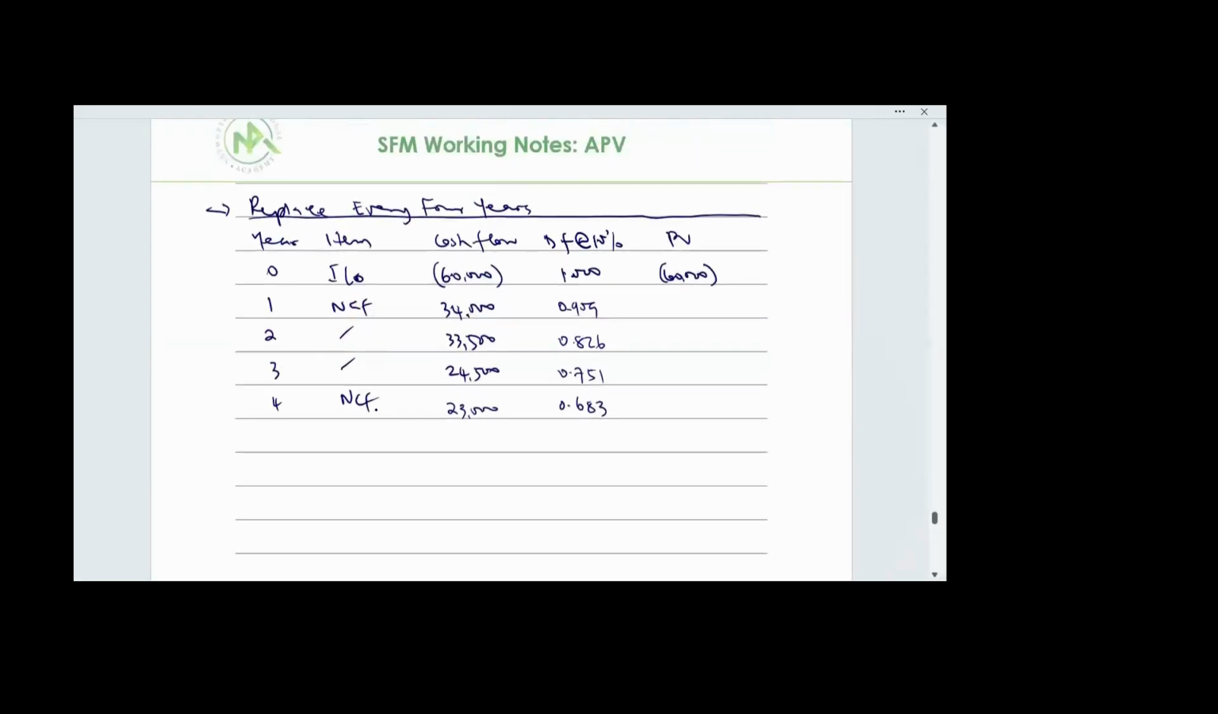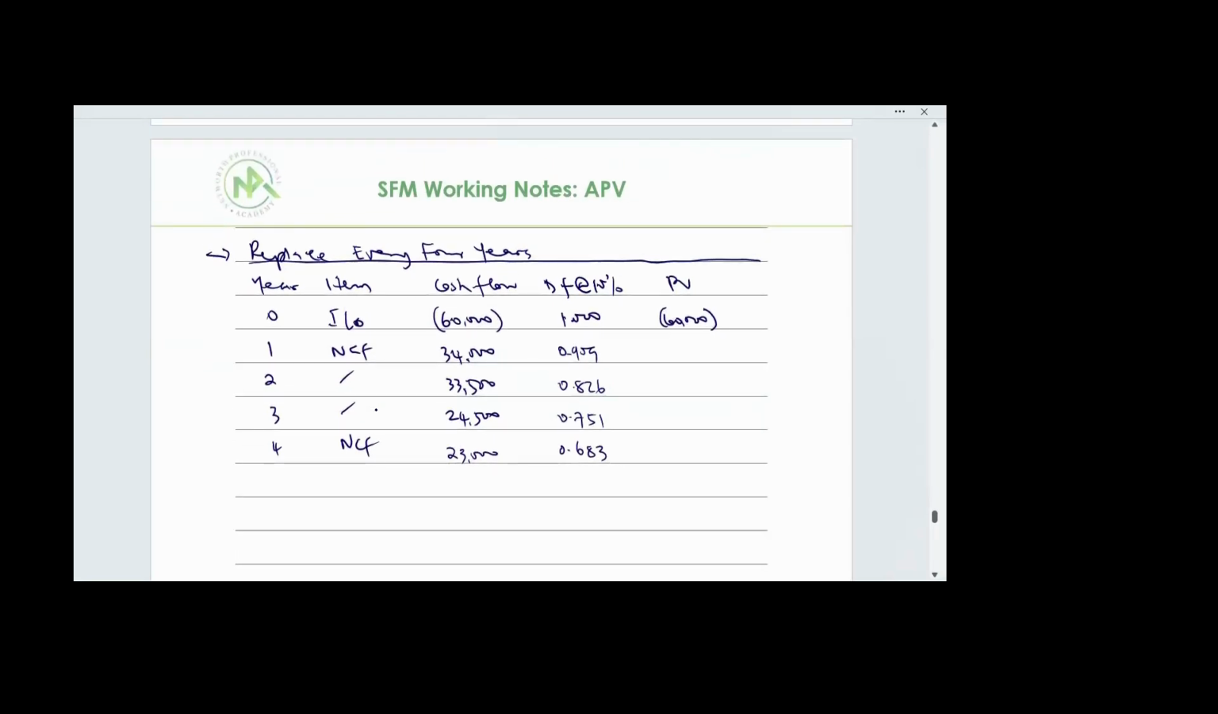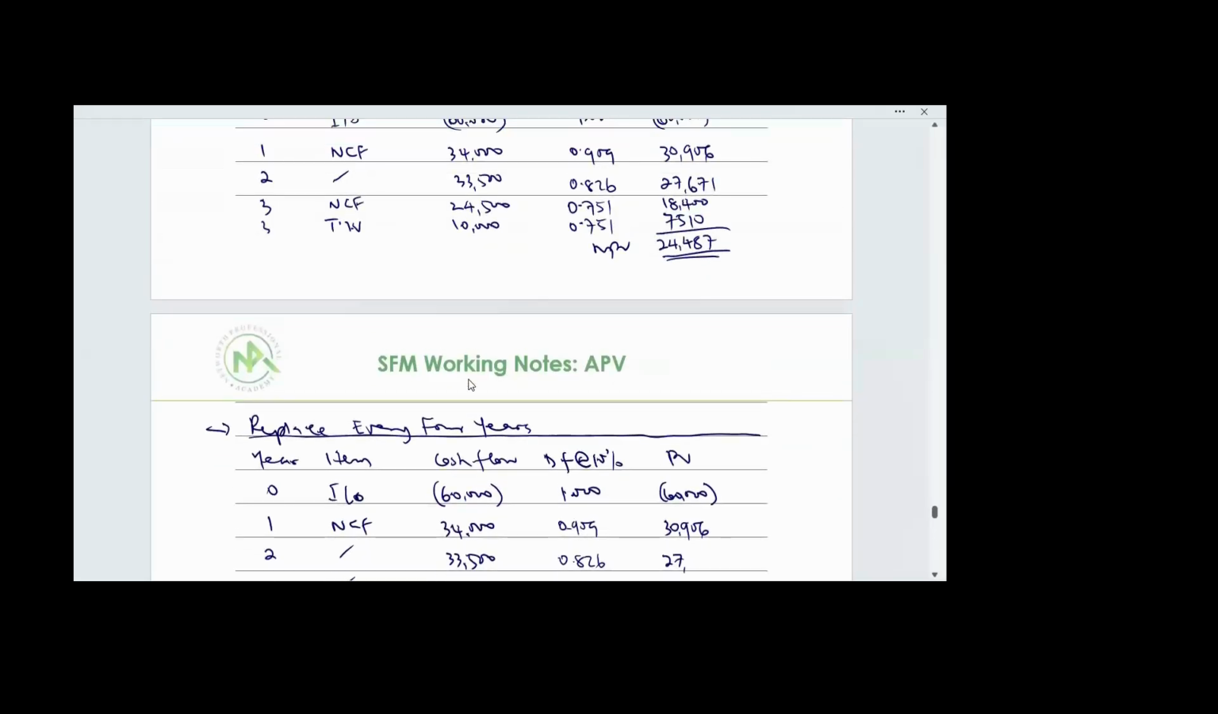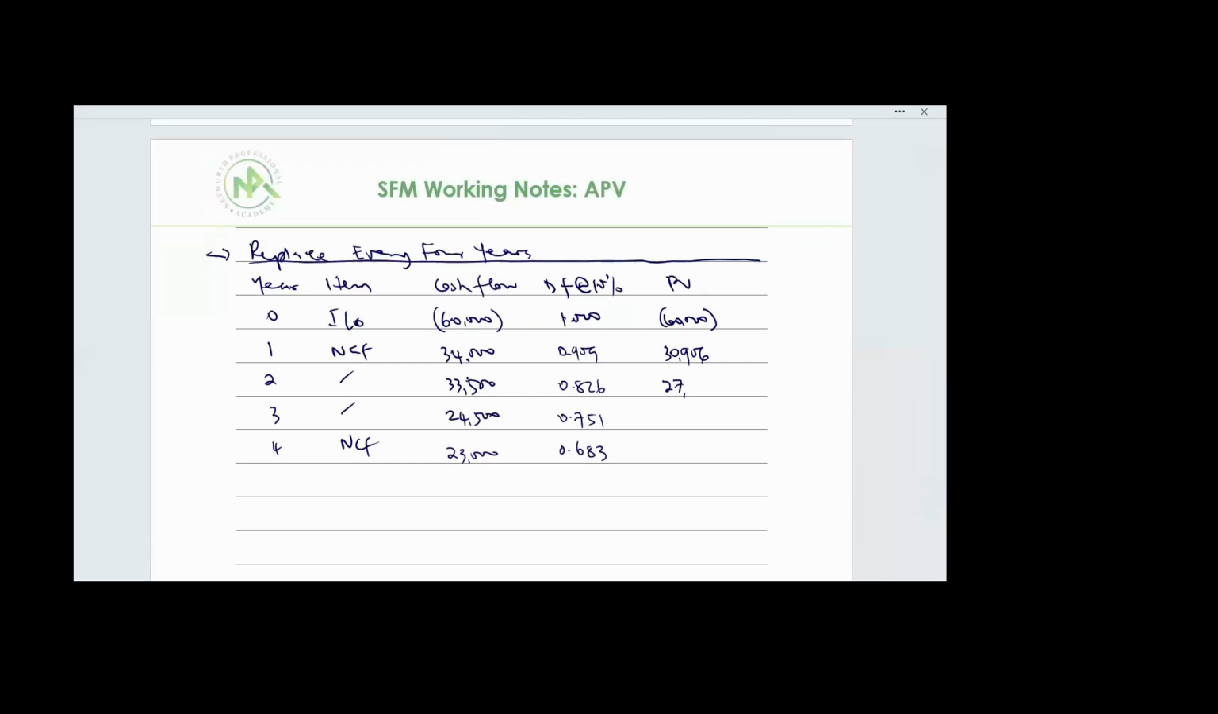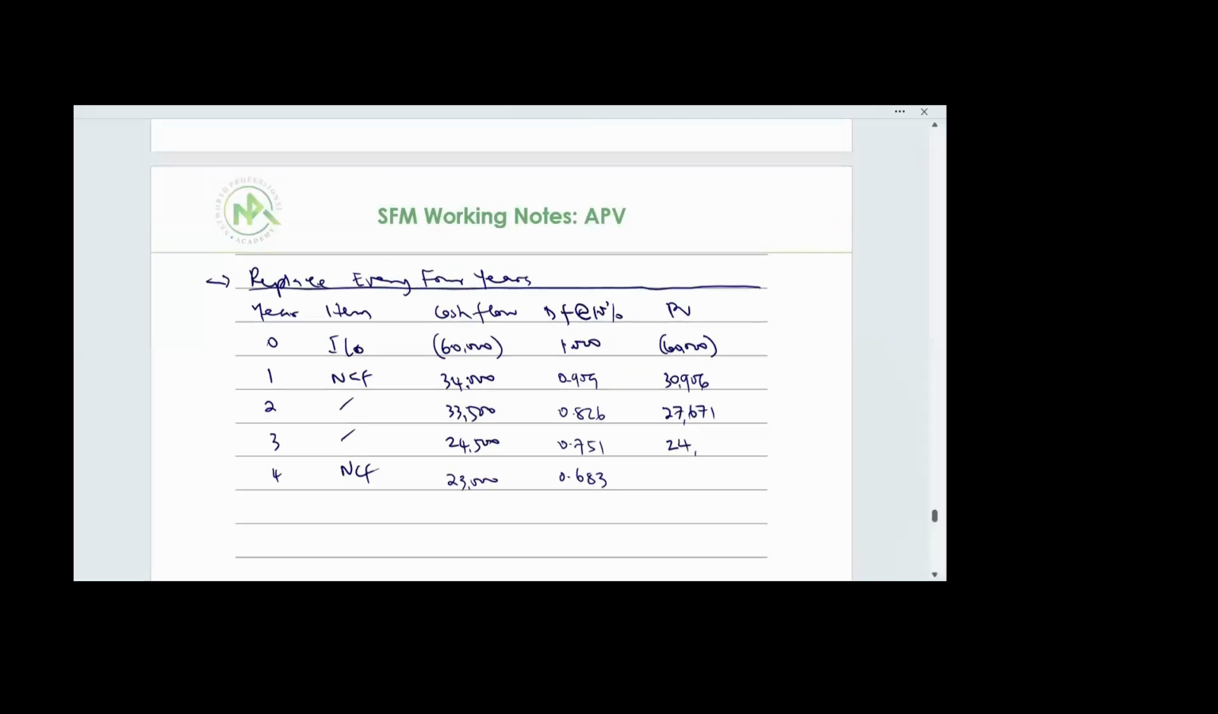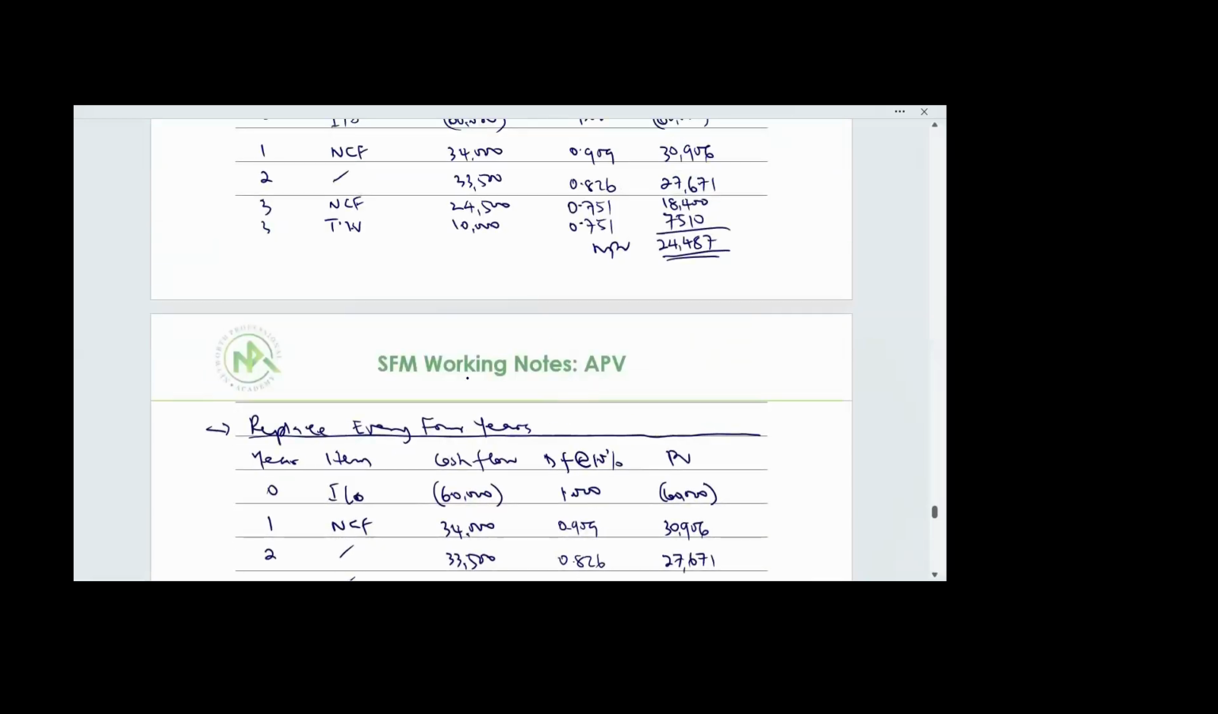So 0.909, 0.826, 0.751, 0.683. So here is 30,906, 27,000, 671, 24,000. Is it 24? 18,400.